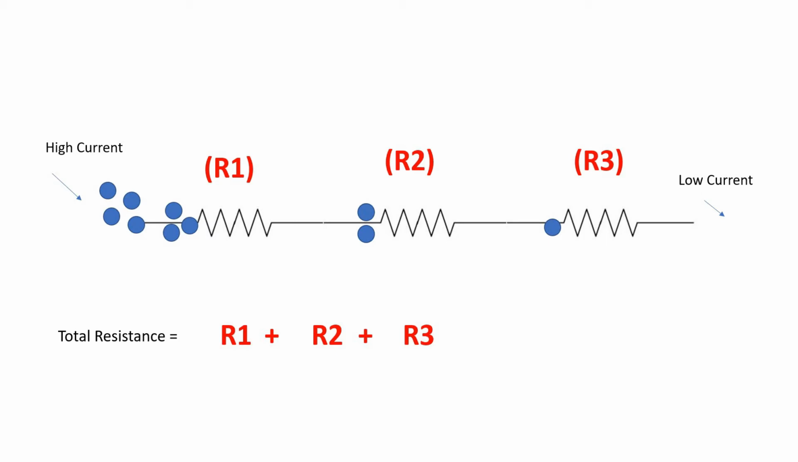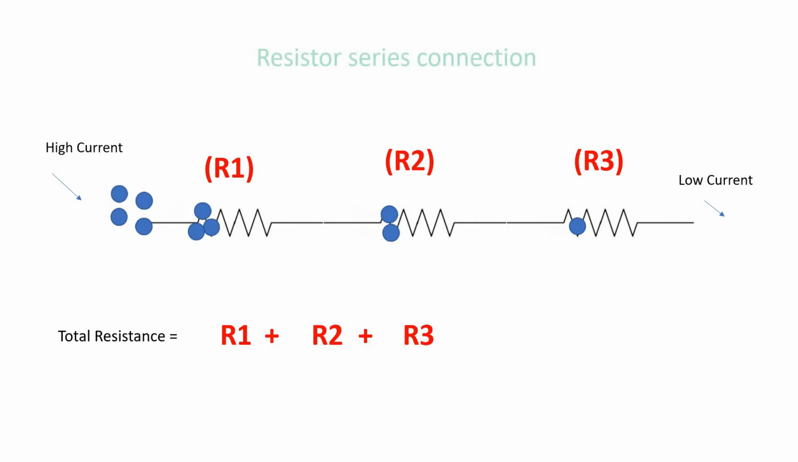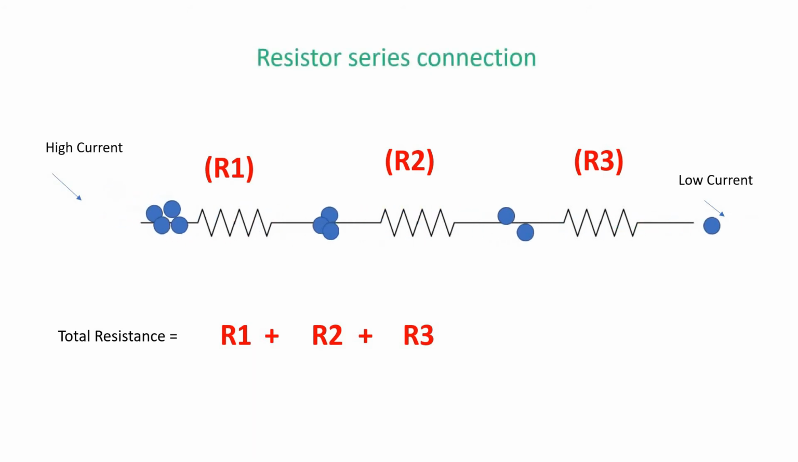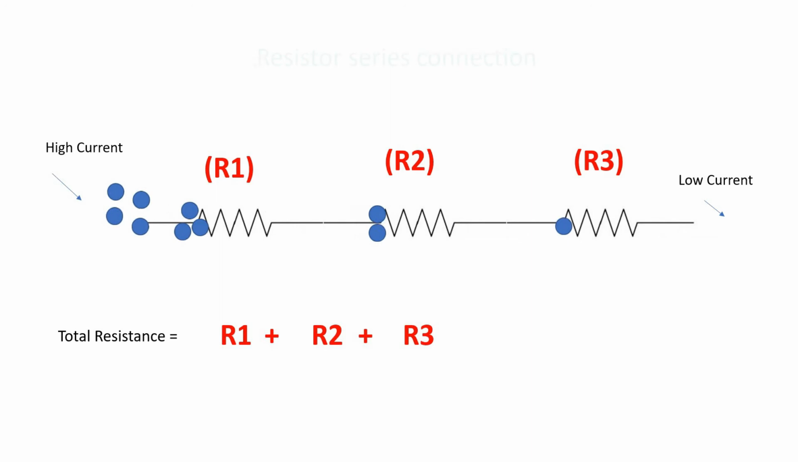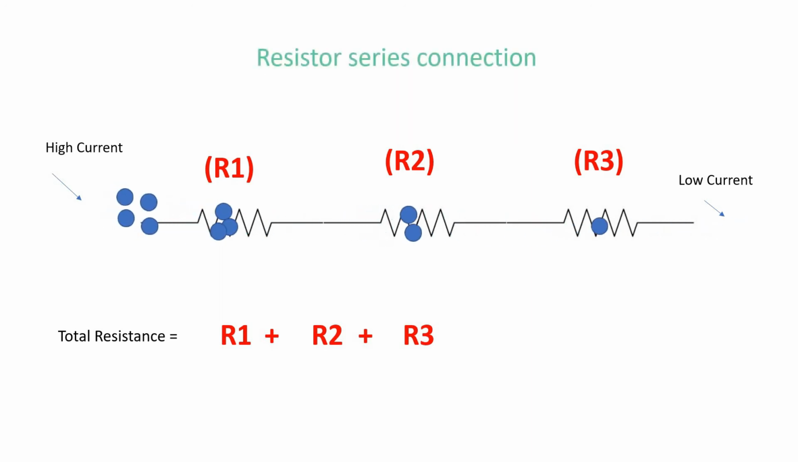Okay, this is a resistor R1, and if we add another resistor R2, then the total resistance is equal to R1 plus R2. Now let's add another resistor R3, then the total resistance is equal to R1 plus R2 plus R3. That means the total resistance of series resistors is the sum of individual resistances. So we can say resistors in series reduce the current flow.